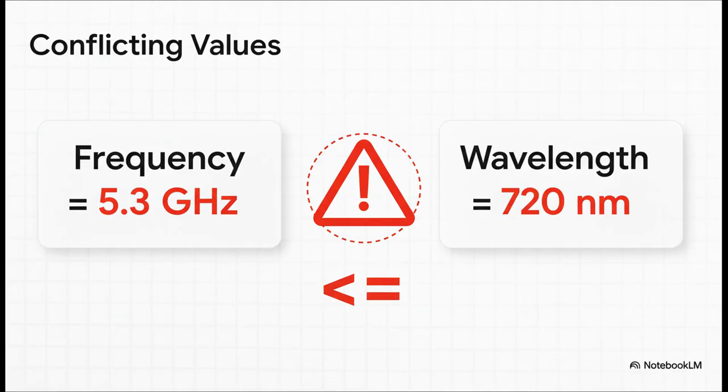Okay, so here are the numbers for our wave. We've got a frequency of 5.3 gigahertz and a wavelength of 720 nanometers. And you should immediately see the trap, right? We can't just multiply 5.3 by 720. We've got these pesky prefixes, giga and nano, and they represent huge differences in scale that we absolutely have to deal with.